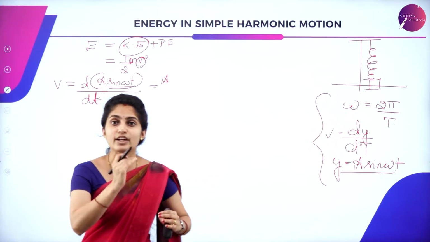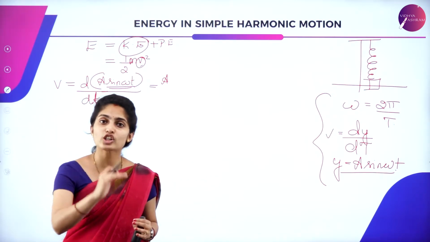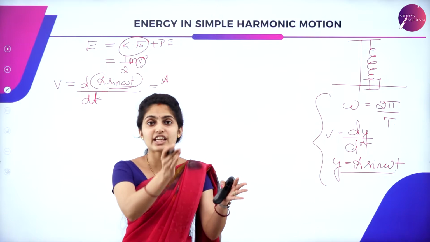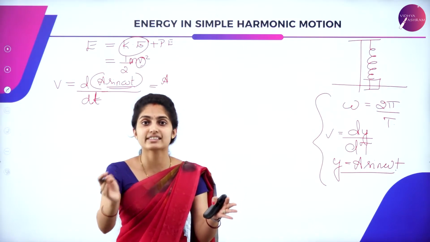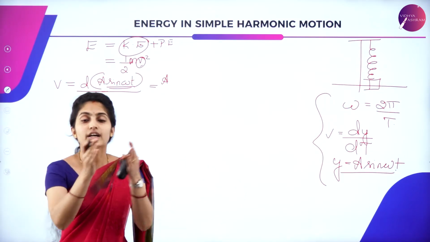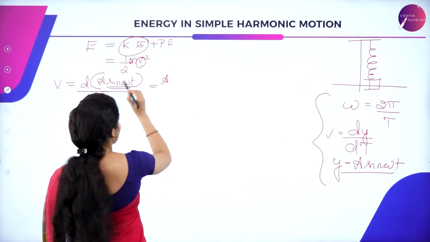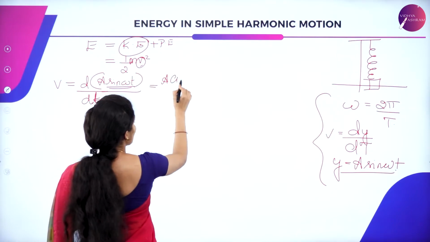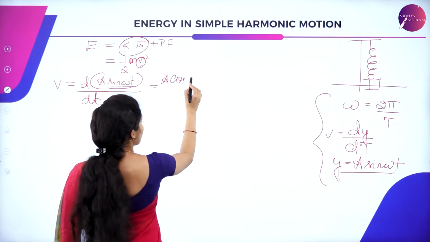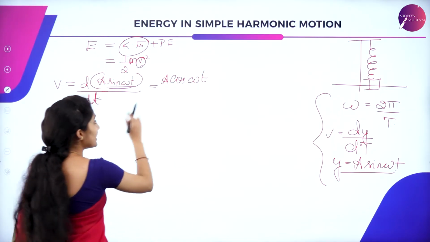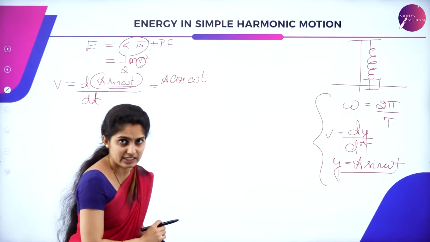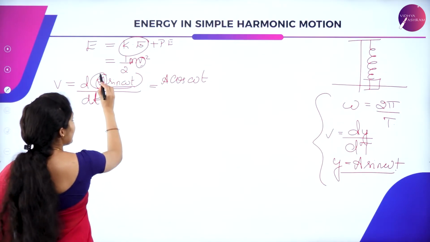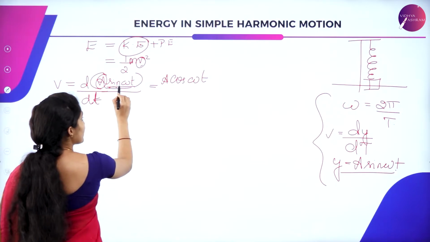So sine omega t becomes cos omega t, because differentiation of sine theta is nothing but cos theta. In the place of theta we have omega t. So differentiating sine omega t becomes cos omega t, and it is like a chain form of differentiation.